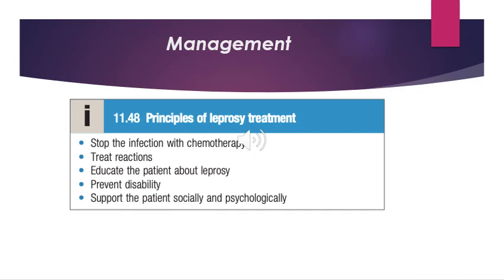Our approach to treatment of leprosy is as follows. For patients with tuberculoid disease, we suggest treatment with dapsone 100 mg daily and rifampicin 600 mg daily for duration of 12 months. For patients with lepromatous disease, we suggest treatment with dapsone, rifampicin, and clofazimine 50 milligrams daily for duration of 1 year.